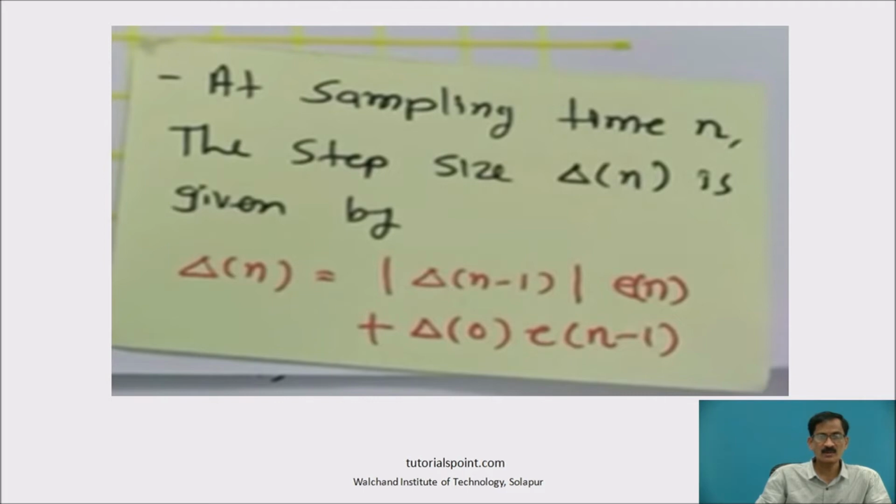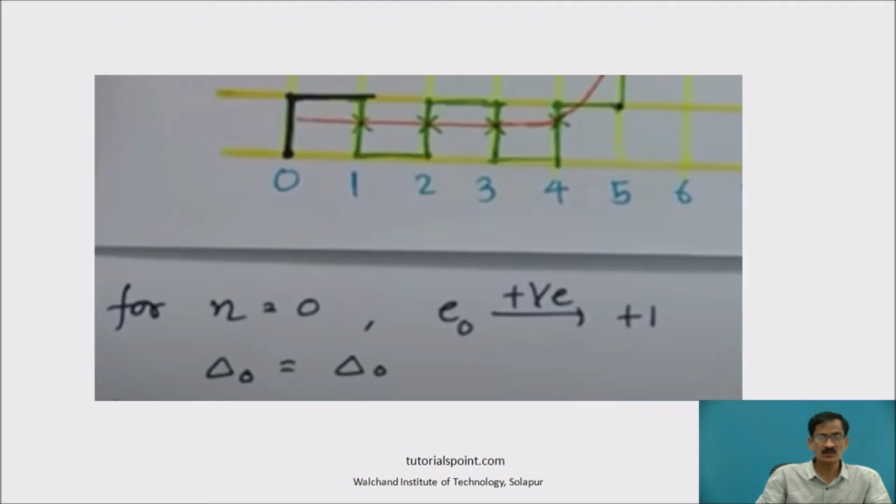mod of the previous delta, that is delta n minus 1, multiplied by the current error En, plus delta 0 into the previous error En minus 1. For n equals 0, let us consider the instant 0, n equals 0, the prediction output is assumed to be 0. So the analog signal, which is shown by this brown color, is greater than the predicted signal. So the error at n equals 0 is positive, so it will give plus 1. So delta 0 will be equal to delta 0.